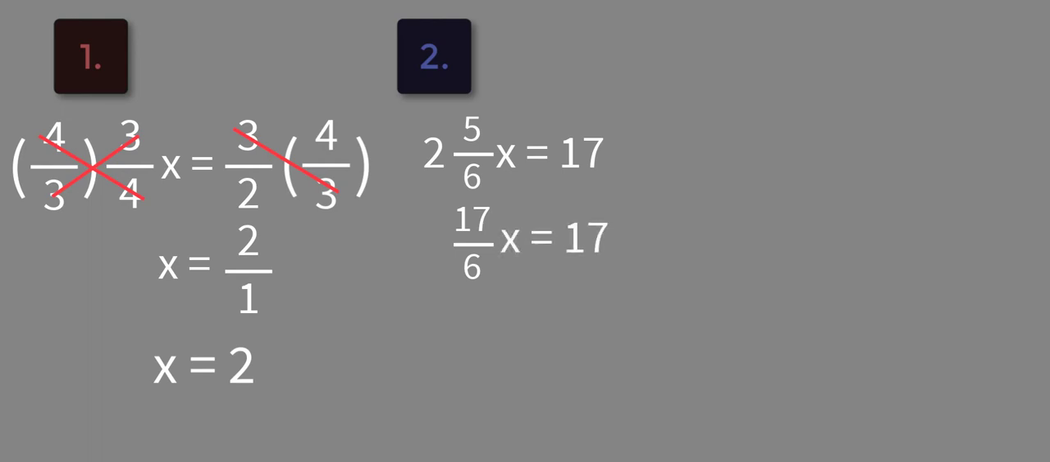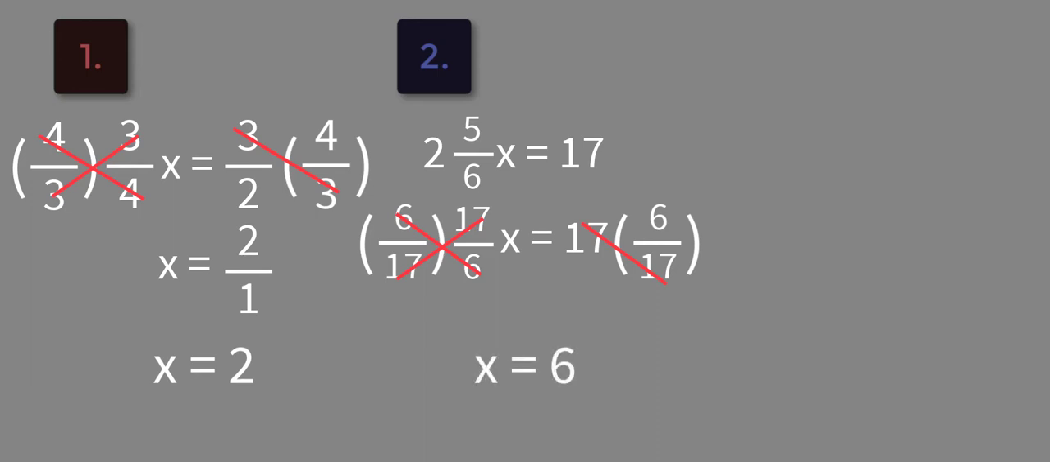We multiply both sides by the reciprocal of 17/6, which is 6/17. On this side, the fractions cancel. On this side, 17, because this is the same as 17/1, cancels, and we're left with x equals 6.